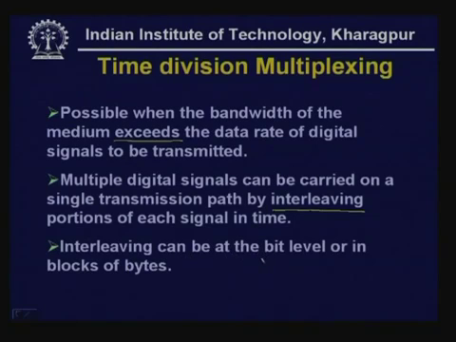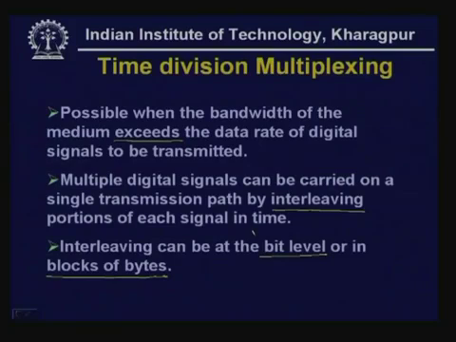This interleaving can be done at the bit level or in blocks of bytes. That means we can take one bit from channel 1, then one bit from another channel, then one bit from another channel. We can do it this way. This is called bit level interleaving, or we can take one byte from channel 1, then a second byte from channel 2, then a third byte from channel 3, and so on. So, this way we can do interleaving in terms of bits or in terms of blocks of bytes.